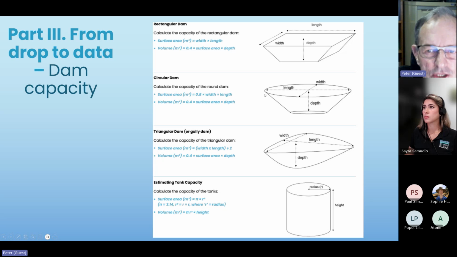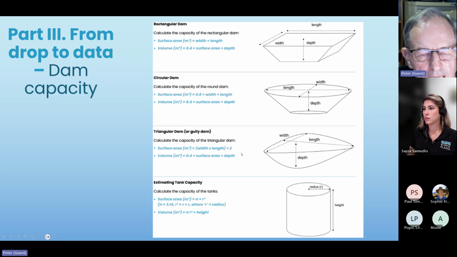If your dam is circular, then the length and the width are pretty much the same size, but because it's a circle, the surface area is less than for the same dimensions for a rectangular dam. So we take the width by the length, which is often exactly the same measurement, and we multiply that by 0.8 to get our surface area. And then for our volume, we do the same as before, surface area times depth times 0.4.